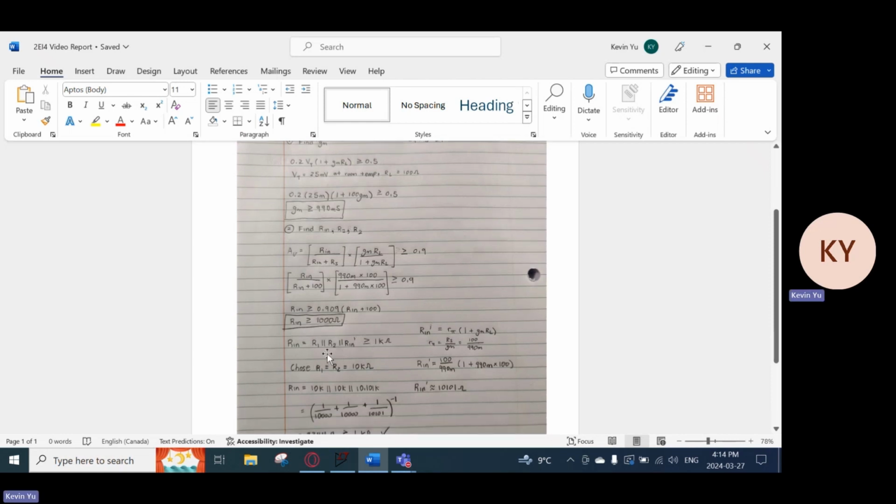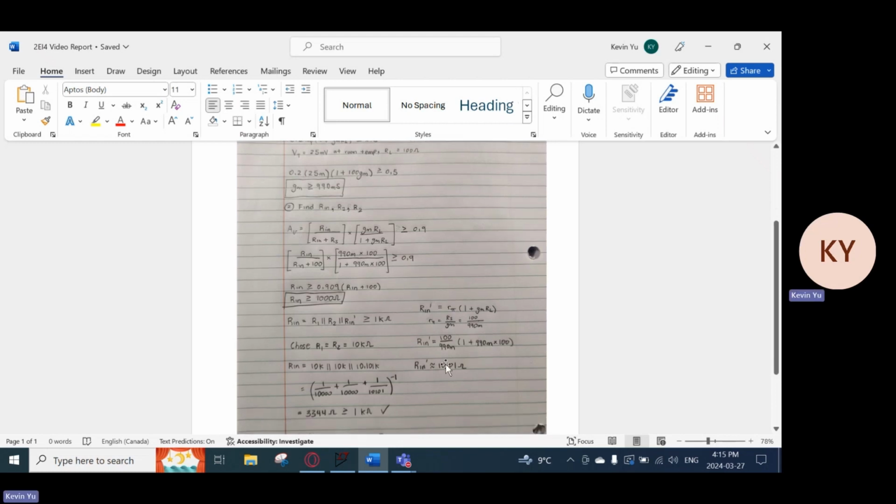Rn is also R1, R2, and Rn prime in parallel. So we're looking for R2 and R1, and we can solve for Rn prime using this equation, R pi times (1 plus gm times RL). And R pi is basically beta over gm, and these are all given. So I solved for Rn prime, which is around 10,101 ohms.